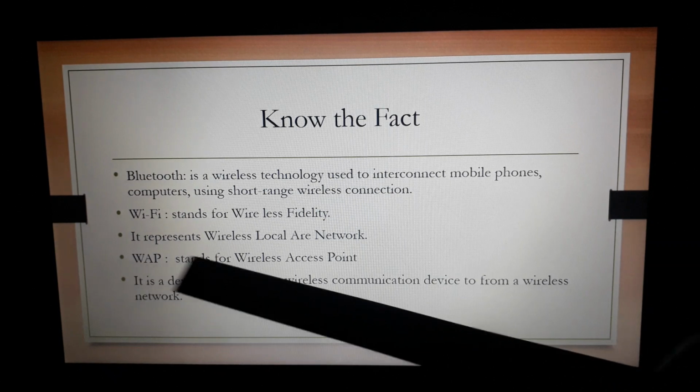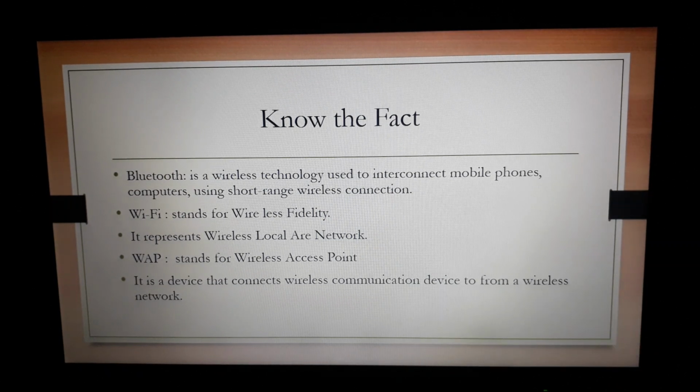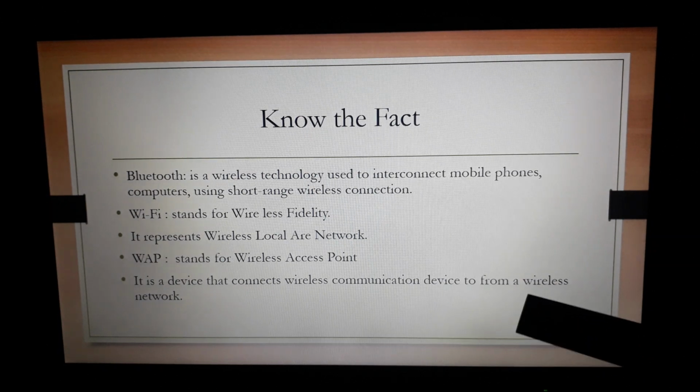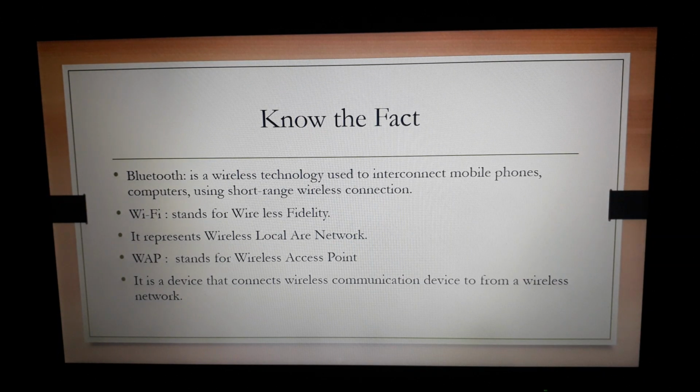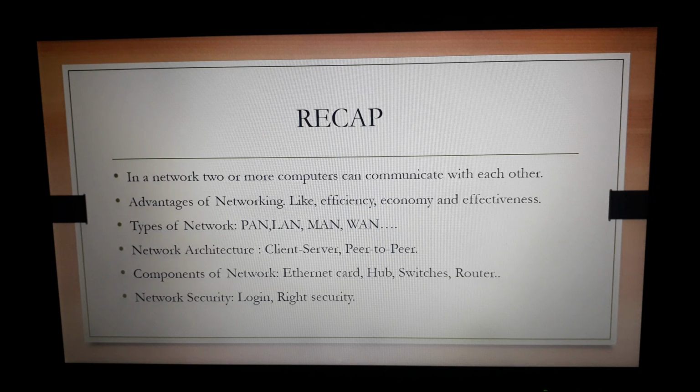Then WAP stands for wireless access point. It is one type of device for wireless network connectivity. It is a device that connects wireless communication devices to form a wireless network. Okay, understood? Fine. So now this lesson is over. Whatever content is there in your textbook, I explained one by one. Now I will just give you a recap so you can get it easily.